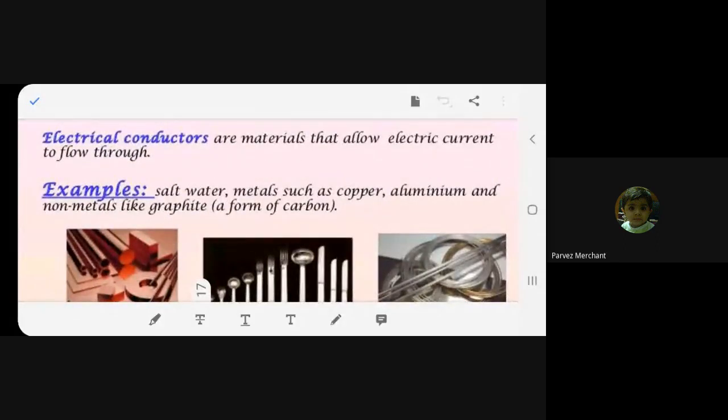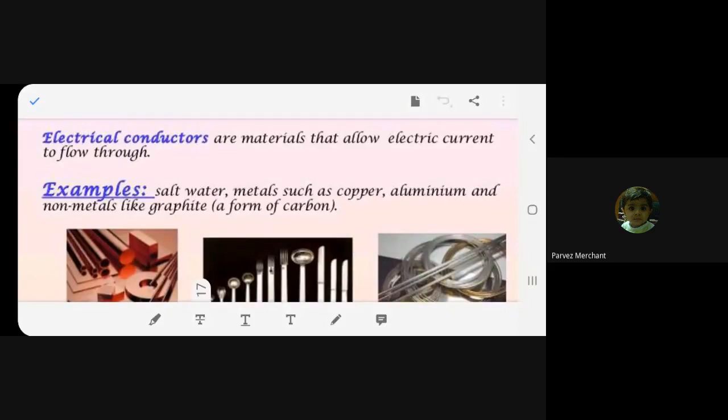Okay, start. Electrical conductors. Electrical conductors are materials that allow electric current to flow through. Examples: salt water, metals such as copper, aluminum, and non-metals like graphite, a form of carbon. Electrical conductors obviously allow electric current or electricity to pass through. We have salt water, that is your table salt dissolved in water that can conduct electricity. Metals, for example copper, aluminum, and non-metals like graphite.